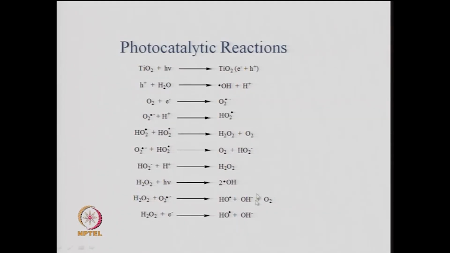So, several photocatalytic reactions are possible, and in the presence of light you generate an electron and a hole. The hole reacts with water to produce hydroxyl radicals, the electron reacts with oxygen to produce the dioxygen radical anion, and this radical anion reacts with protons to produce this radical. So, several of these reactions can happen in the presence of light and the photocatalyst titanium dioxide.